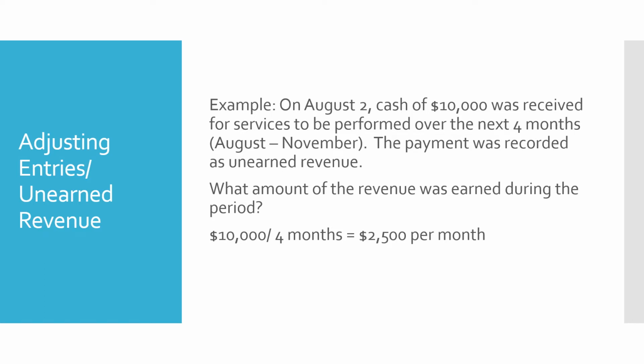So an example here is that on August 2nd, at the beginning of the accounting period, cash of $10,000 was received for services to be performed over the next 4 months, August, September, October, and November. We are assuming that they're going to be performed equally over that period, and we record the payment as unearned revenue. So what amount of that was earned during the accounting period, that is the month of August? Well, $10,000 divided by 4 months is $2,500 per month.